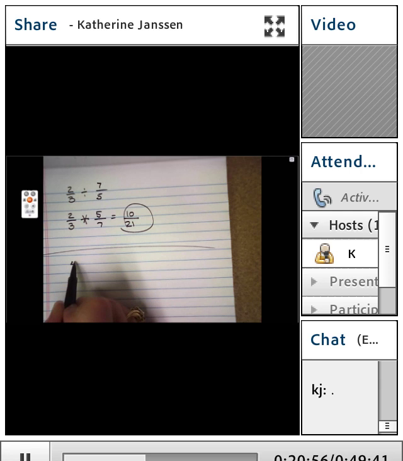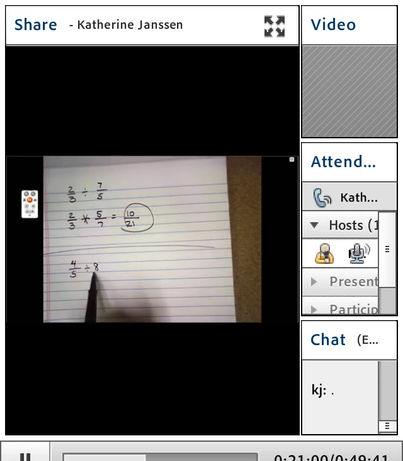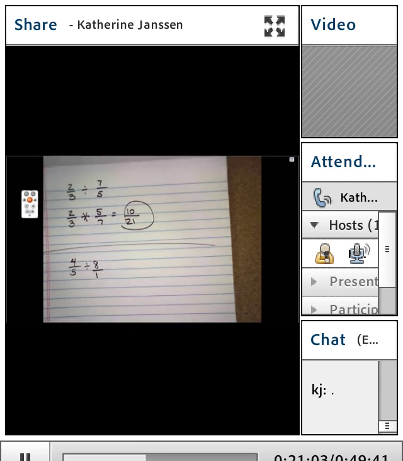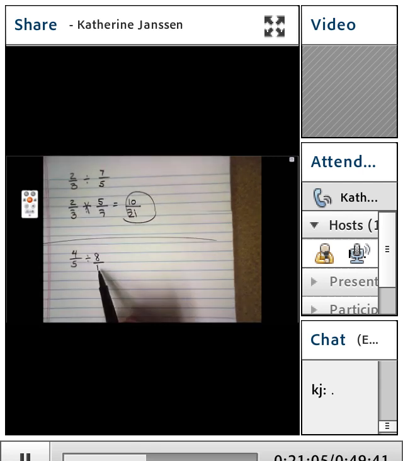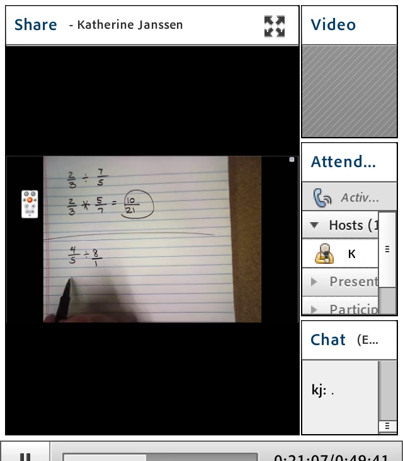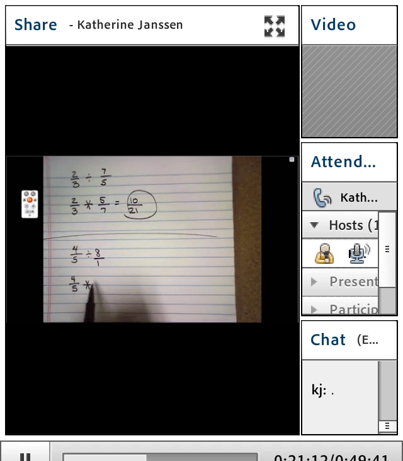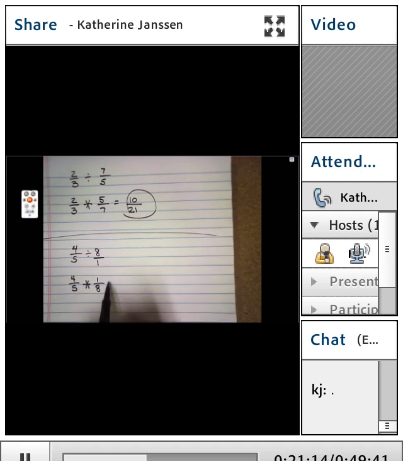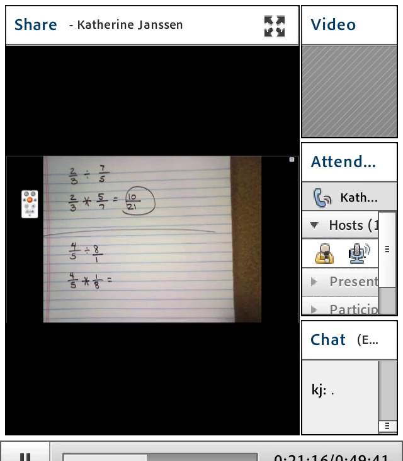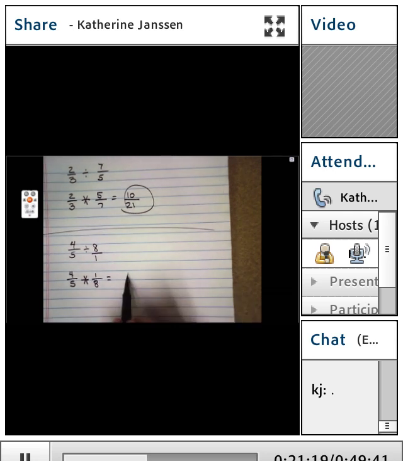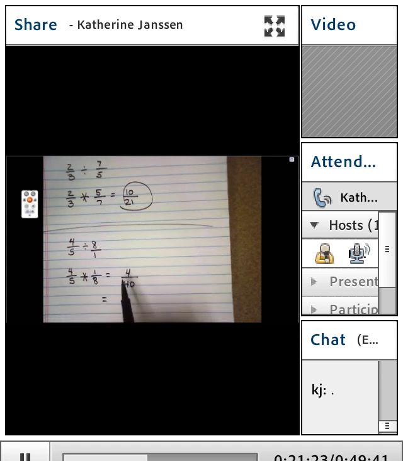Four-fifths divided by 8. Just a reminder, this is a whole number, and to represent it in fractional notation, I have a numerator and a denominator as 8/1. My rule for division of fractions is to change division to multiplication and multiply by the reciprocal. Multiplication of fractions is a piece of cake. 4 times 1 is 4. 5 times 8 is 40. Simplify if you can. Well, 4 goes into the numerator and 4 goes into the denominator. 4 goes into 4 once, and 4 goes into 40 10 times.